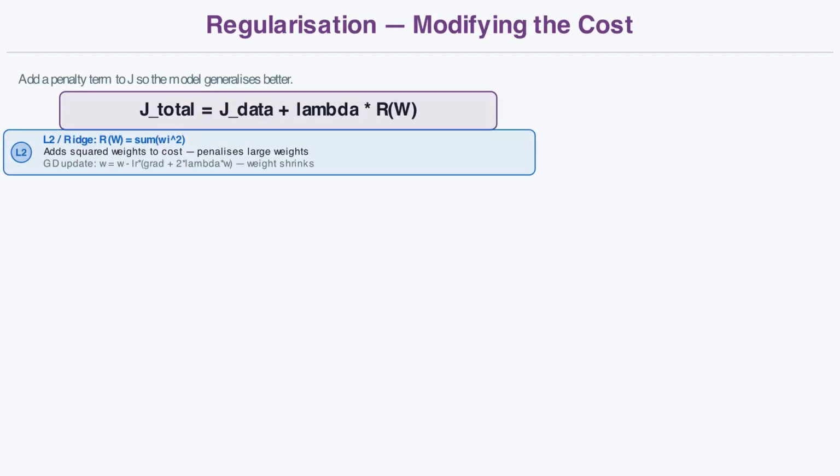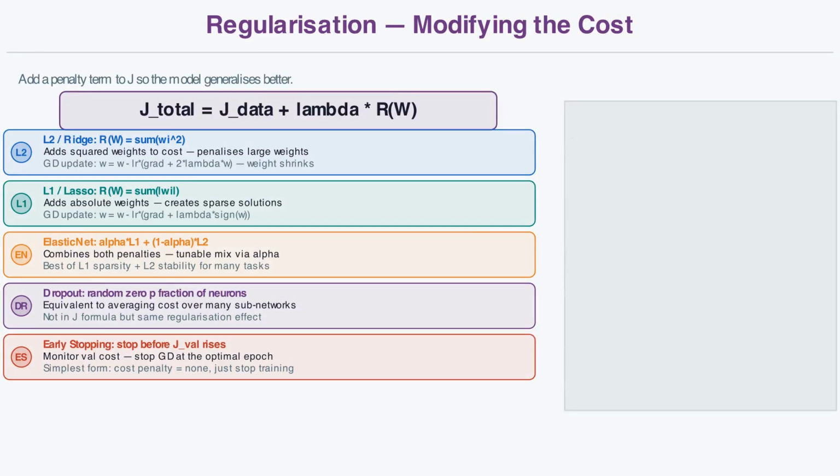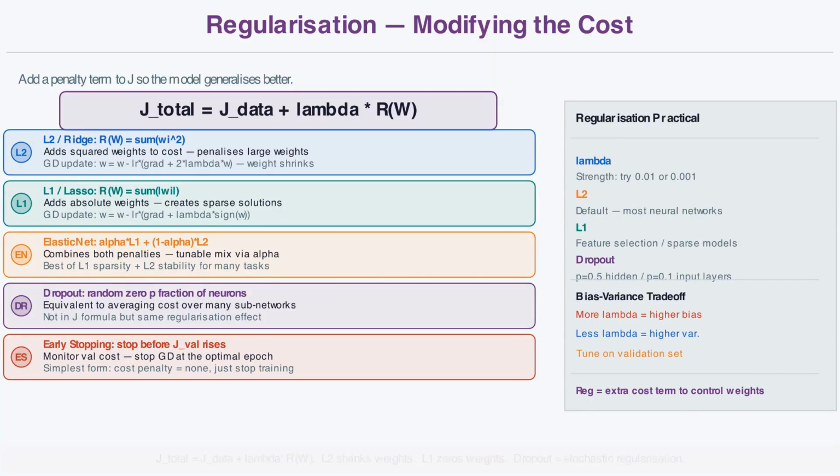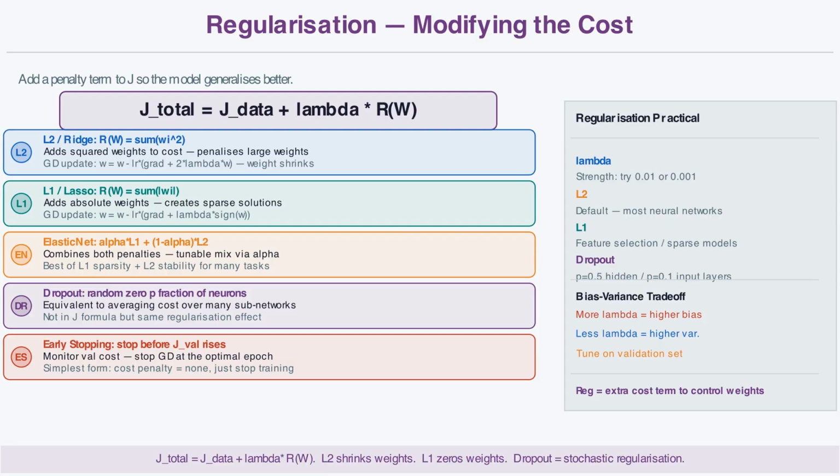Regularization is the technique of modifying the cost function itself to prevent overfitting. Instead of minimizing only the prediction error, you minimize the prediction error plus a penalty on the model weights. The total cost becomes J data plus lambda times R of W. J data is your original MSE or cross entropy. R of W is a regularization term that penalizes complex models. Lambda is a hyperparameter controlling how strongly you apply the penalty.